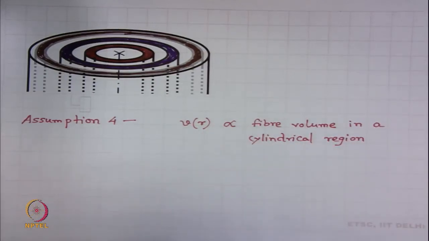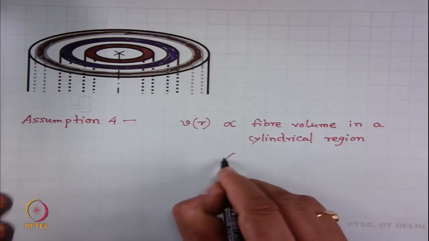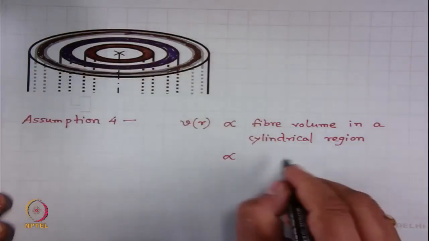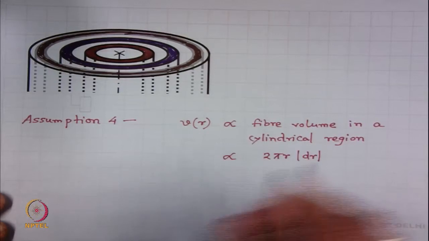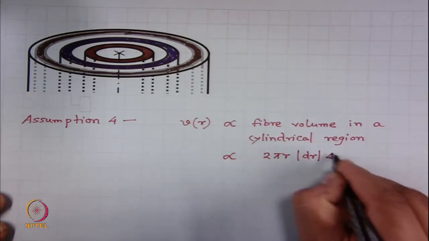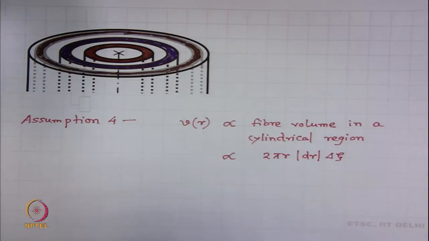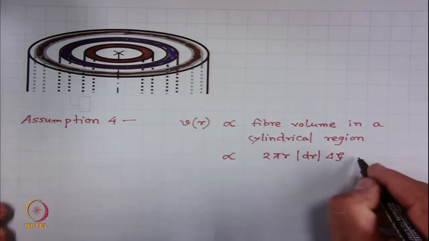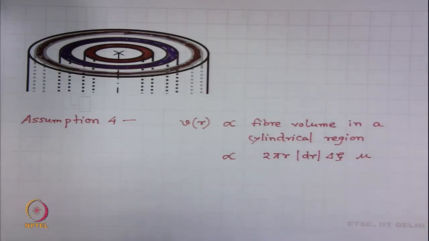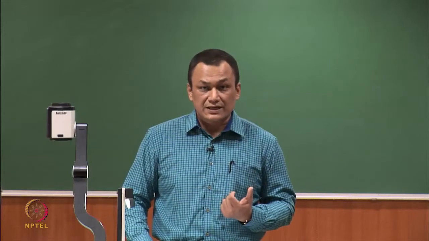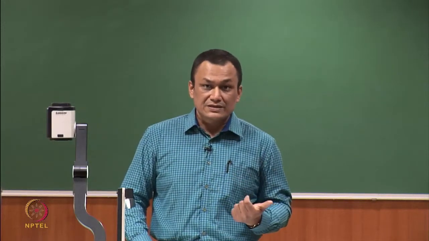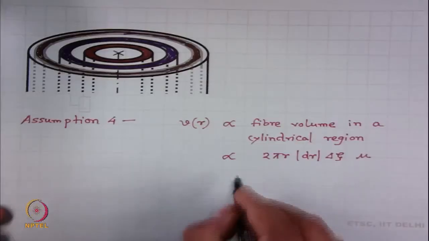So, what is the fiber volume? What is the volume of the cylinder? 2 pi r dr times delta zeta. This is the volume of the cylinder. And what is the fiber volume? It is multiplied by packing density, because as you know, packing density is defined by the ratio of fiber volume to yarn volume. When the yarn volume is 2 pi r dr times delta zeta, multiplied by packing density it will give you the fiber volume.